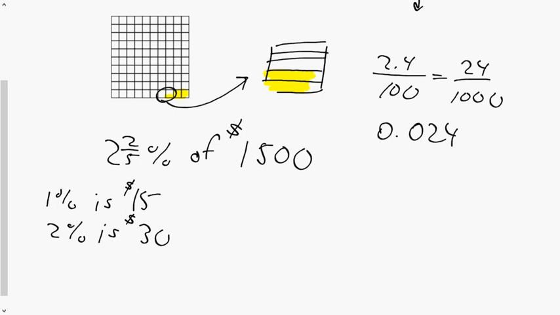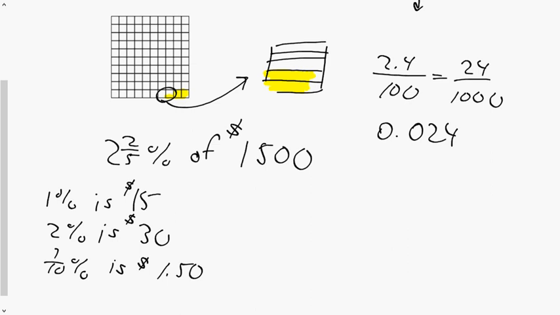So far, mentally, we've calculated 2% of $1,500. Now we have to figure out 2/5%. But since we already said 2/5% is the same thing as 4/10%, how do I get 1/10%? What's the rule for that one? Move the decimal 3 places. So once, twice, 3 places. How much money is 1/10%? $1.50.